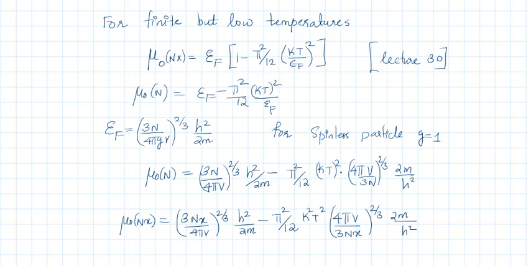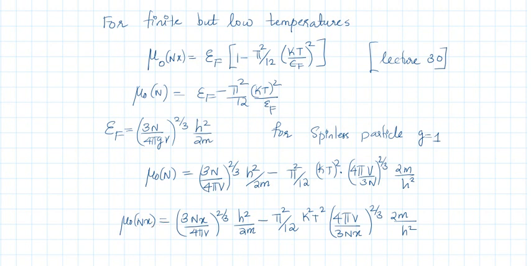Okay, for a spinless system, mu 0 of n is equal to EF minus pi square by 12 kT whole square by EF. And for substituting EF for a spinless system, g should be 1. If you are considering mu naught, then you have to substitute g as 1. So mu 0 of n is equal to EF, substitute for EF, (3n by 4 pi v) raised to 2 by 3 into h square by 2m, minus pi square by 12 kT square into, for this EF, you substitute this value. It is in the denominator, so this will be inverted.